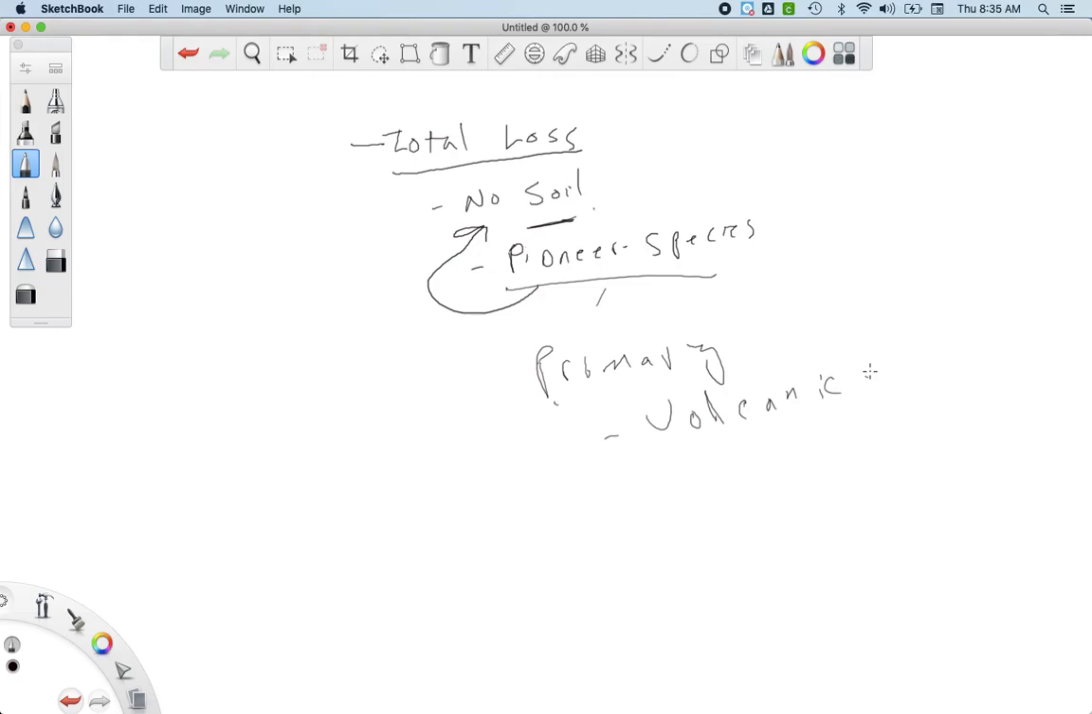Secondary succession refers to a major disturbance in an area, and it's still a relatively predictable list of what's going to come in, depending on the climate, but it's not quite going down to pioneer species.